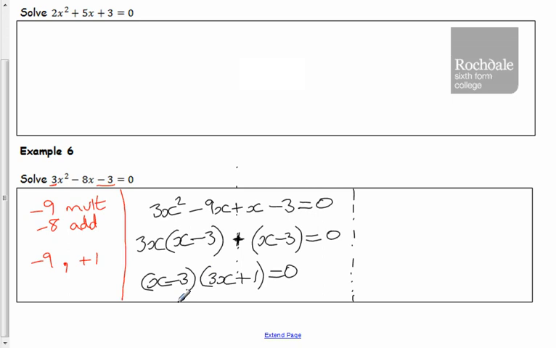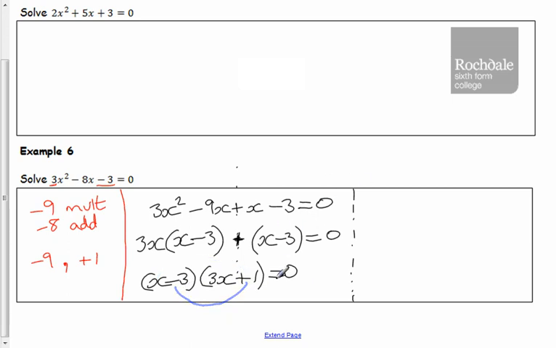And as always, you must check to see if it actually works. So x times 3x is 3x squared. Minus 3x times 3x is minus 9x. And then we've got plus 1x, which gives us minus 8x. And then minus 3 times plus 1 is minus 3. We know it works. We're safe to proceed.